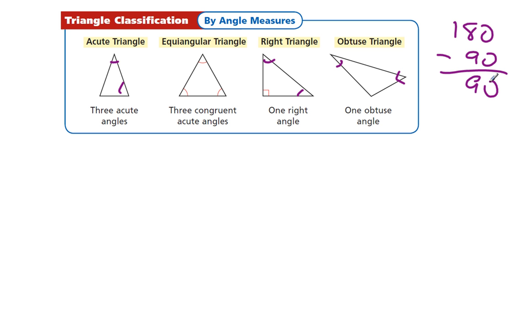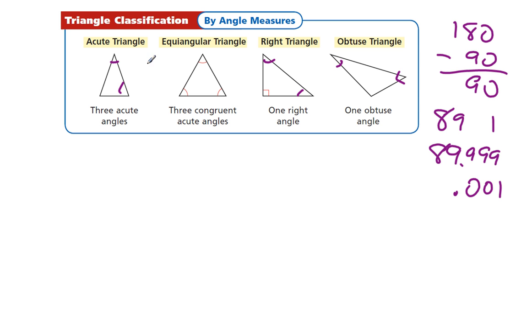And since this needs to be split up into 2 separate angles, this could only be 89 and 1, which is still acute. Even if it was 89.999 and 0.001, this is still acute, and so is this. So on any triangle you ever see, there will be at least 2 acute angles.